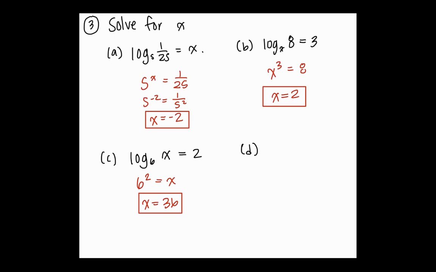Next one, I have log base 13 of 1 equals x. If I put this in exponential form, I'm saying 13 to some exponent equals 1. What is my answer always going to be for my exponent if I get a 1 here? 0. So x equals 0.